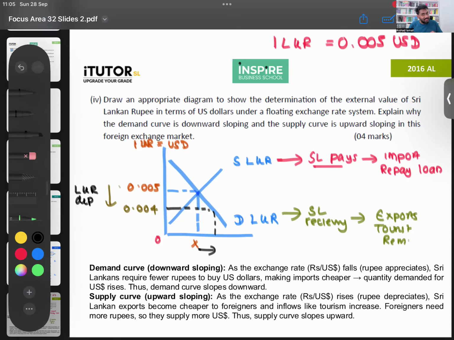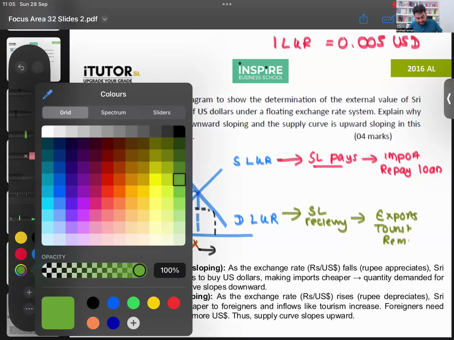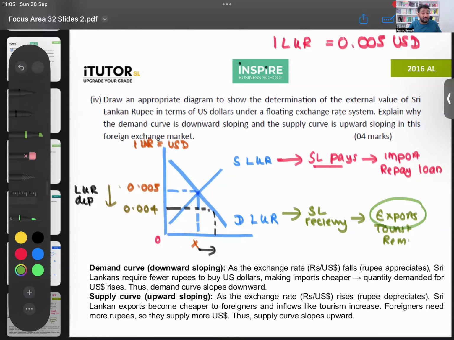In the same way, think of the other side. Now this is demand. I'm just explaining through exports. What if it goes this way? What if, let's say, we go to 0.006? Is that an appreciation or depreciation? Earlier for a rupee we got $0.005. Now we are getting $0.006. So the Sri Lankan rupee has appreciated.